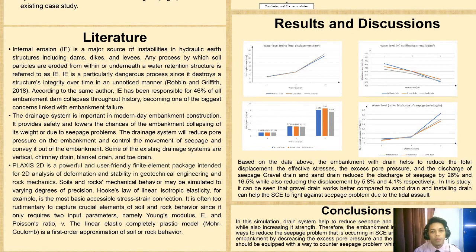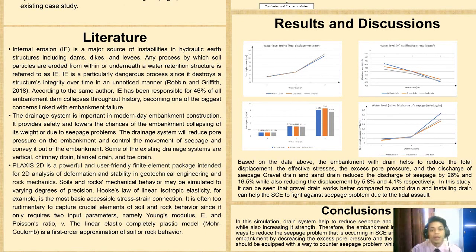Drainage systems are important in modern day embankment construction. They provide safety and lower the chances of the embankment collapsing under its own weight due to seepage problems. The drainage system will reduce pore pressure in the embankment, control the movement of seepage, and convey it out of the embankment.